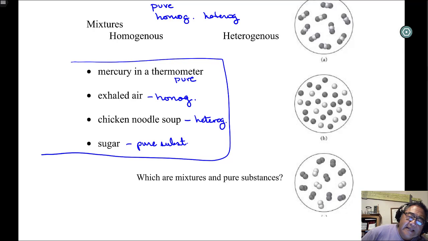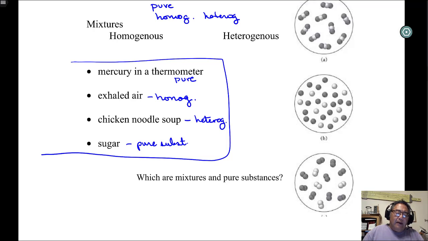So that's how I would classify those. Mercury in the thermometer would be the element mercury. It's pure. Exhaled air, we talked about that already. It's nitrogen and oxygen going in, it's carbon dioxide and water going out. But normally when you breathe out air, you're not seeing junk floating around, so the air from your lungs is a homogeneous mixture. And then chicken noodle soup, of course, is heterogeneous. It has noodles and chicken and vegetables and stuff. And then sugar would be a pure substance.